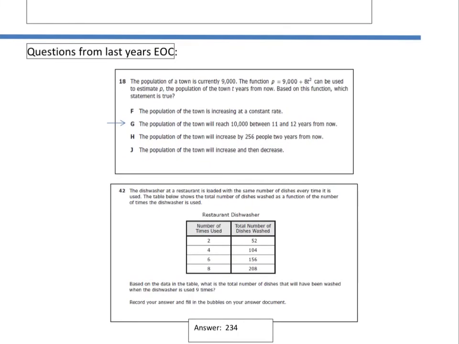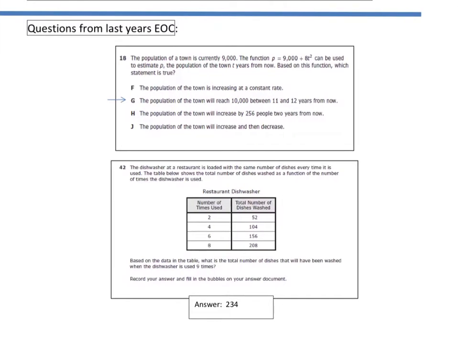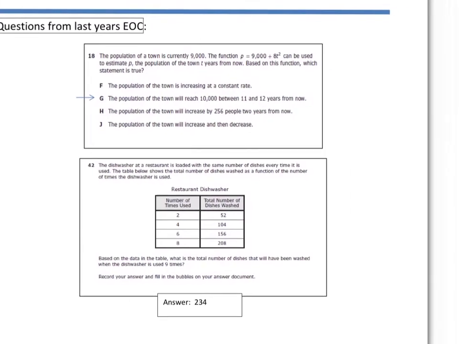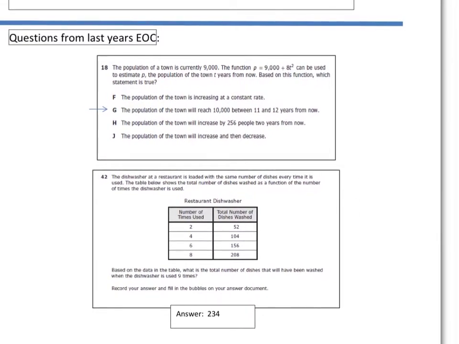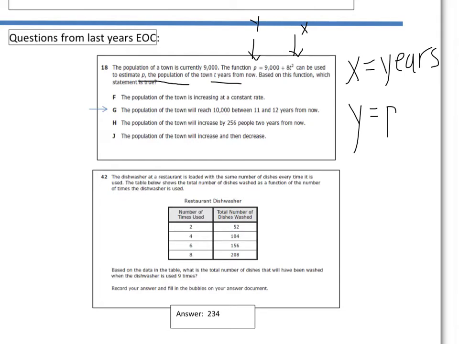So if we look at the questions that were given to you last year, these are number 18 and 42 from your benchmark. Number 18 is a word problem, so immediately the first thing I want to do is label what it's talking about. So what is X and what is Y? In this problem, they're asking for the population in T years. The way I know which one is X and which one is Y is because they give me an equation, and the input is always your X, and the output is always your Y. So T is your X, which is years, and P is your Y, which is population.